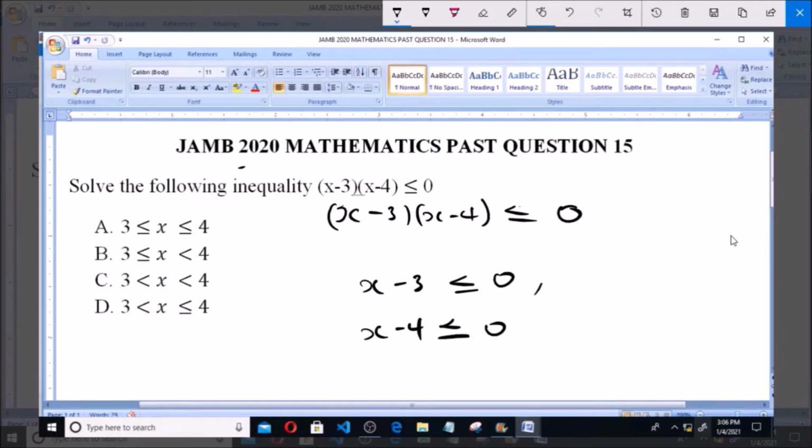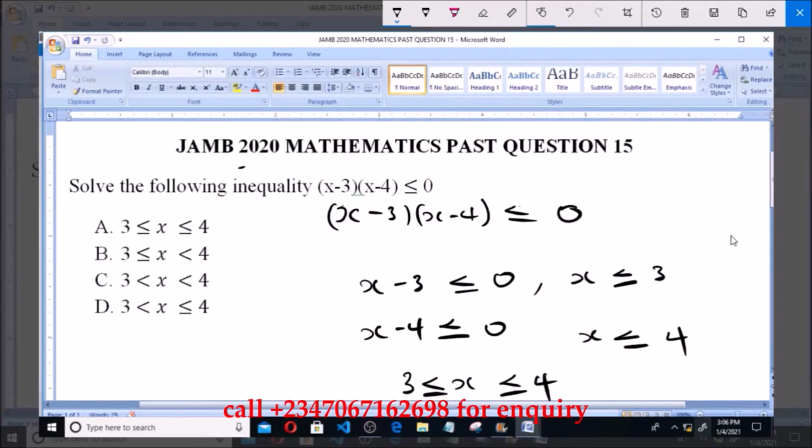So from here we have that x is less than or equal to 3, and from here we have that x is less than or equal to 4. Now combining these together will give us 3 is less than or equal to x, which is less than or equal to 4, and that is option A.